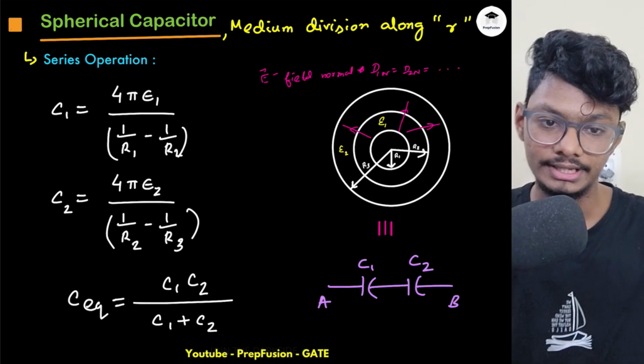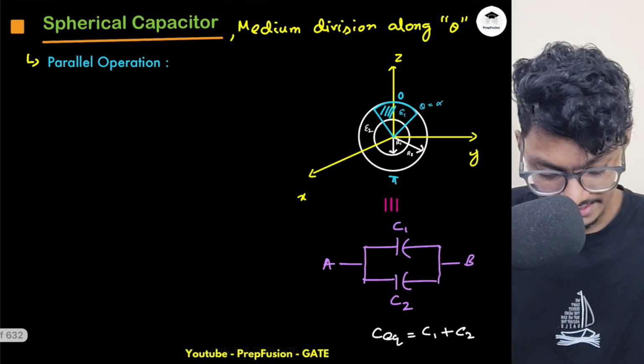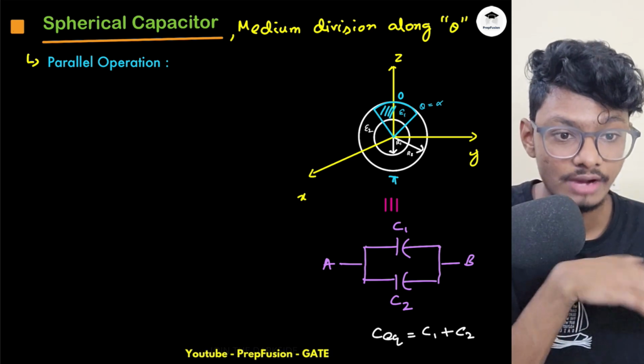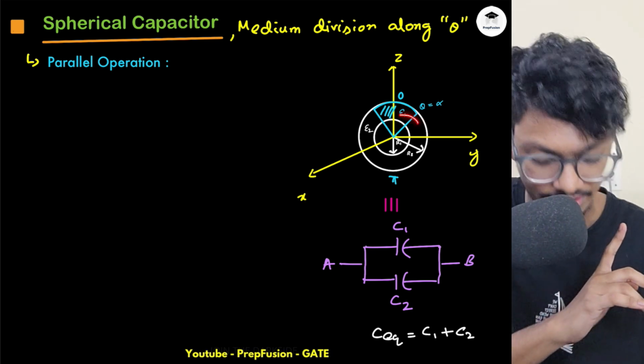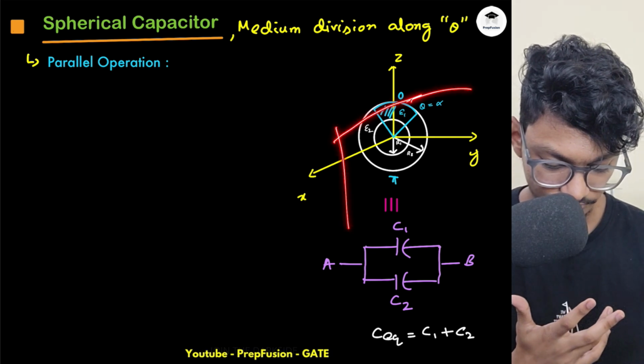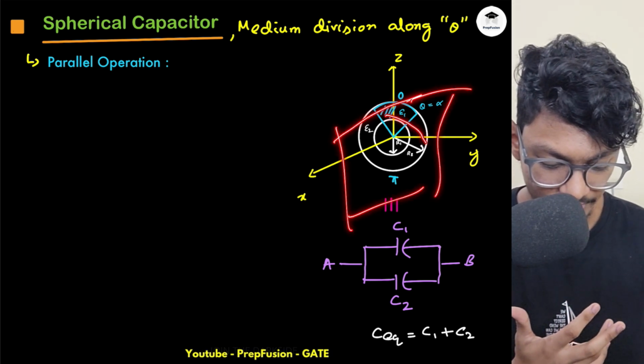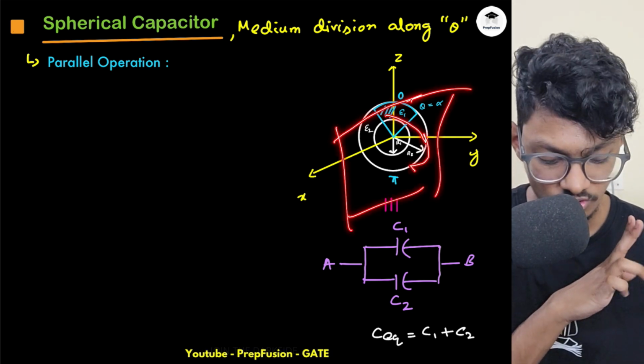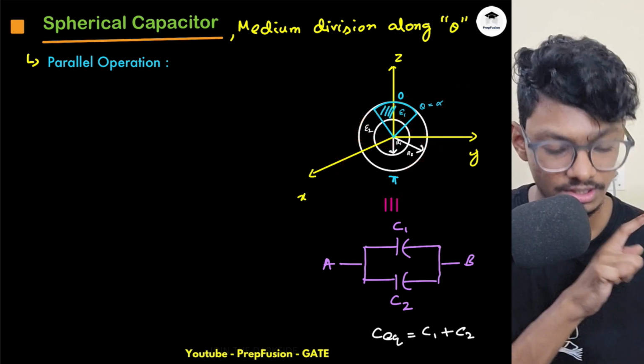Okay, so then we can do this, right? Next is if the medium is varying along the theta direction. What do we mean by theta? So this is my z, correct, if you remember. And if my medium is varying in this direction only, it is not varying radially, it is varying in theta.